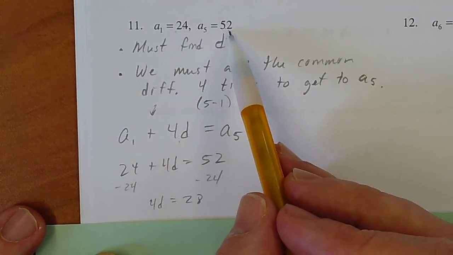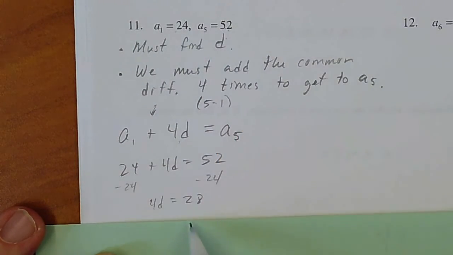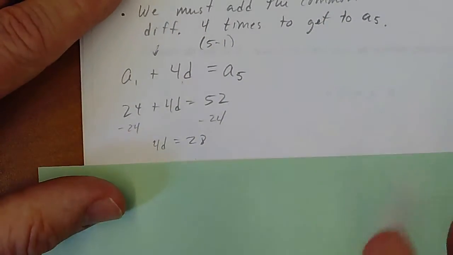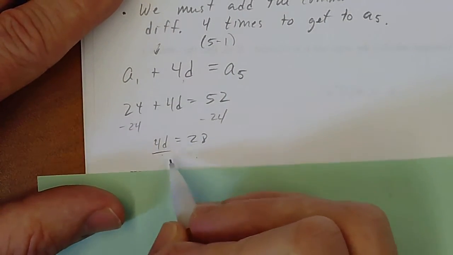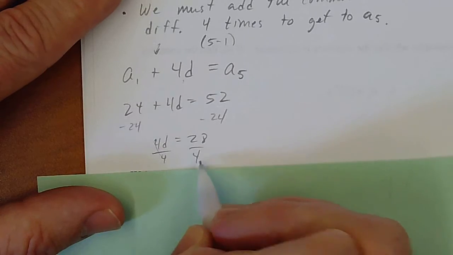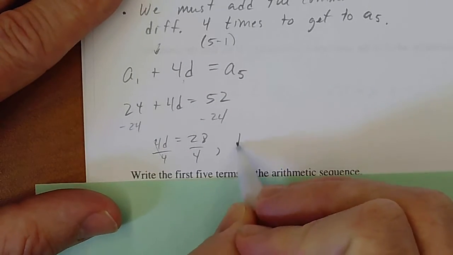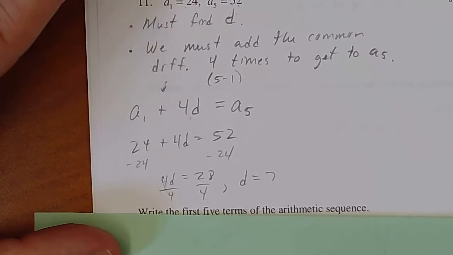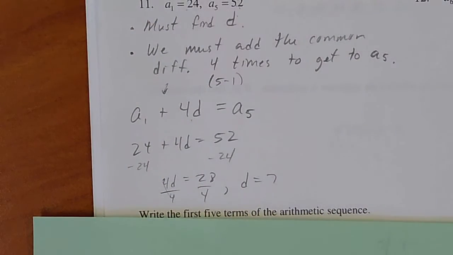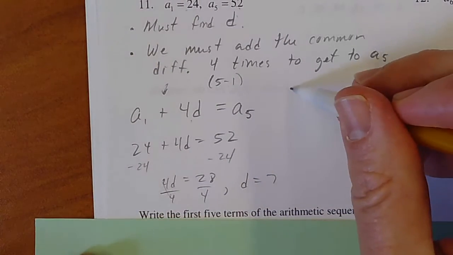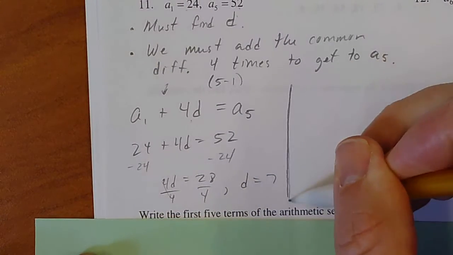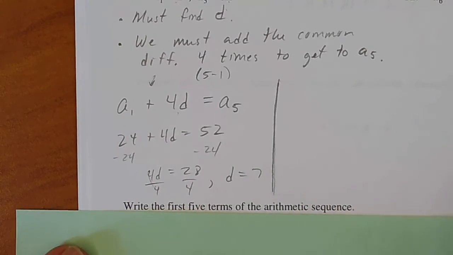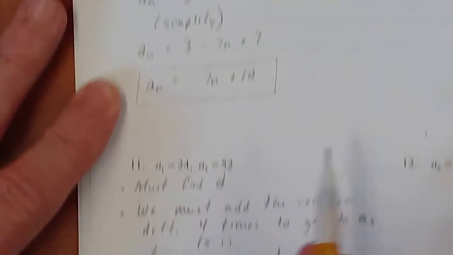It's 28. And then how many times did I have to add the common difference? 4 times. So I'm going to divide that difference by 4. So I get the common difference is 7. That's what makes this problem a little bit tougher. Now that we have the common difference, just like numbers 9 and 10, but that's the work ahead of time. Okay, so back to the formula. This one up here.